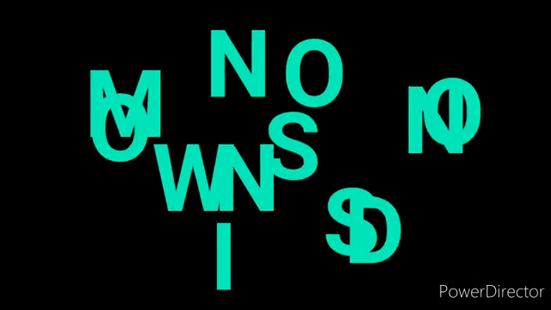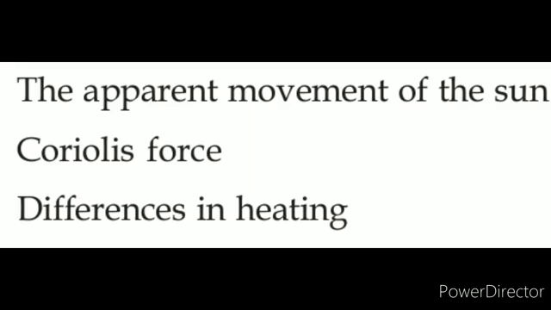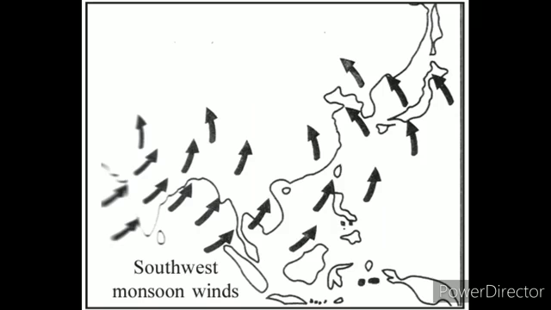The monsoon winds are the important example for seasonal winds. The word monsoon is derived from the Arab word mausam, which means winds that change direction in accordance with season. Look at the screen. These are the factors responsible for the formation of monsoon winds: the apparent movement of the sun, Coriolis force, and difference in heating. There are two monsoon winds, southwest monsoon winds and northeast monsoon winds.